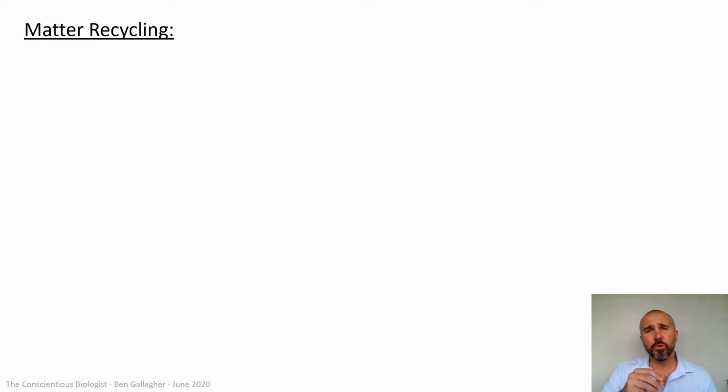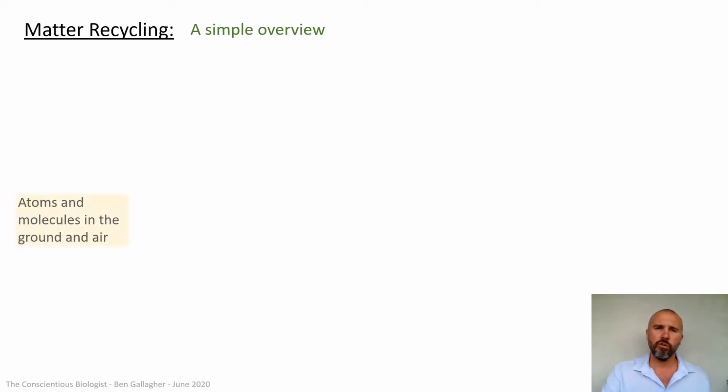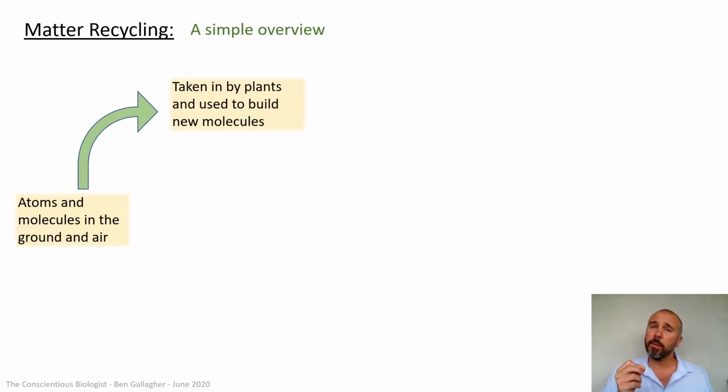So let's take a slightly more scientific view of this now. We're going to simplify it to a more scientific diagram to give an overview of matter recycling. So let's start off with atoms and molecules in the ground and air. So just part of Earth, part of the air. Those atoms can be taken in by plants and used to build new molecules. So those atoms from the air could be carbon dioxide, from the ground could be magnesium ions, could be nitrates, it could be hydrogens and things like that, okay?